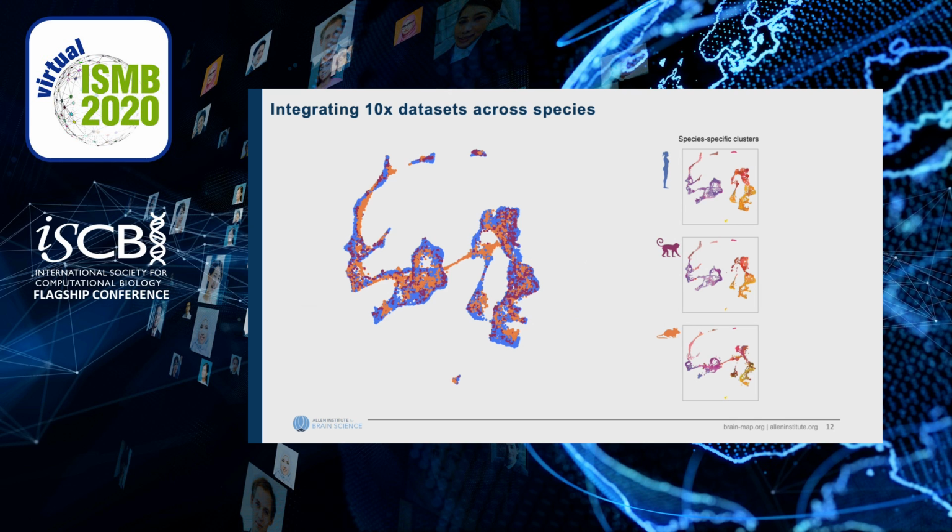So here's the UMAP for the inhibitory neuron integration across all three species. So each nuclei is colored by the species it came from, and you can see that they tend to mix very well across the whole space. And on the right are the UMAPs for each species, and they're colored by the within species cluster labels.